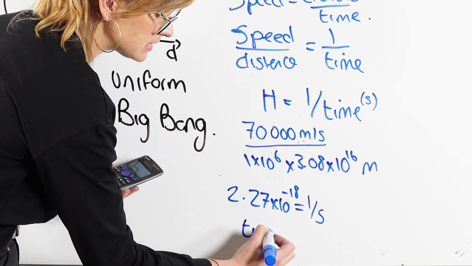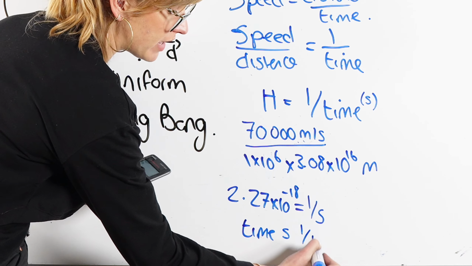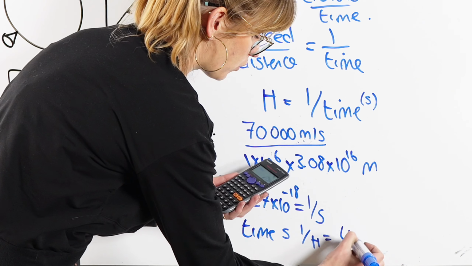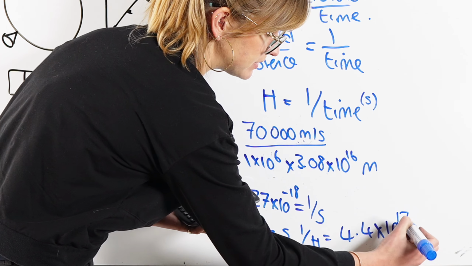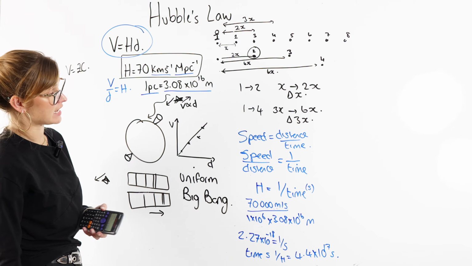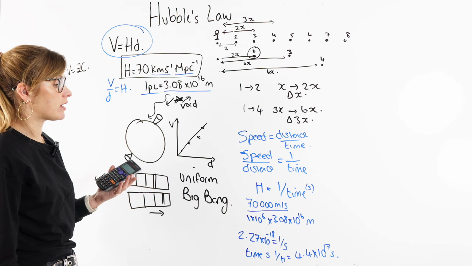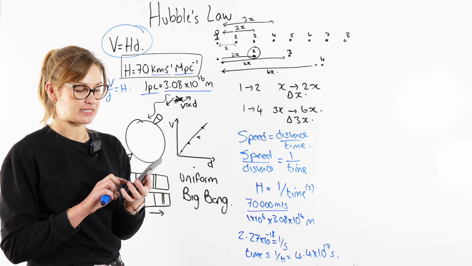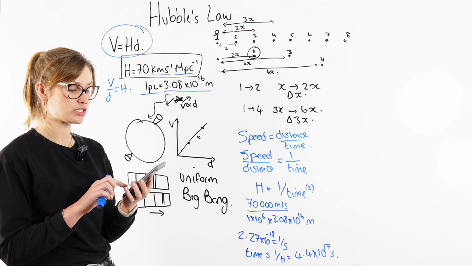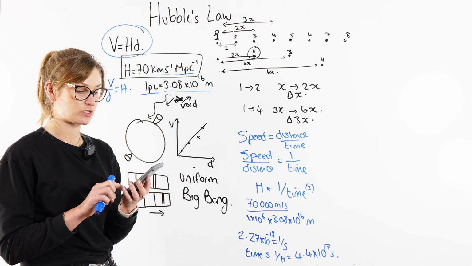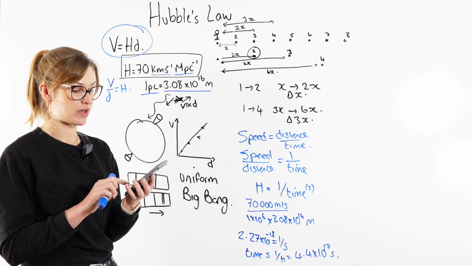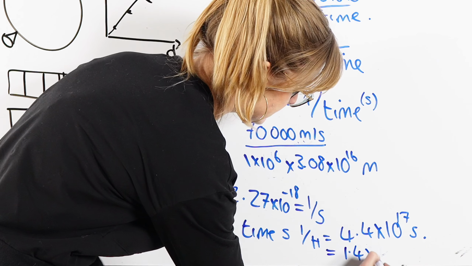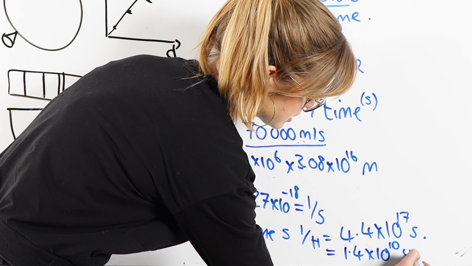So to get what the time is in seconds, we have to do 1 over that value of Hubble's constant. So we're going to do 1 divided by your answer in your calculator to get the value of 4.4 times 10 to the power of 17 seconds. So that's the age in seconds. But I might want to put that into years, right? Because that seems kind of a hard number to grasp. To get from seconds into minutes, we divide by 60. To get from minutes into hours, we divide by 60 again. To get from hours into days, we divide by 24. And to get from days into years, divide by 365. And we get left with 1.4 times 10 to the power of 10 years.